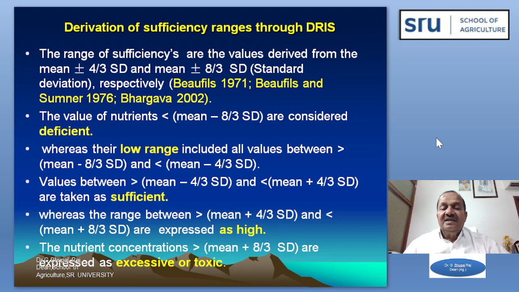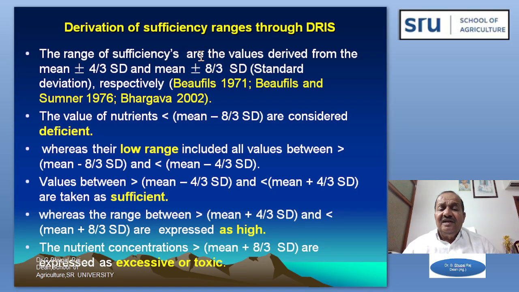Then there is a method developed by Bhargava and Sumner to calculate the values of the deficient range, low range, sufficient range, high range, and excessive or toxic range. So five ranges we have calculated. For that, formulas are derived. The range of sufficiency is derived from the mean value minus 4/3 standard deviation and the mean value plus 4/3 standard deviation, and the other ranges use plus or minus 8/3 standard deviation respectively.